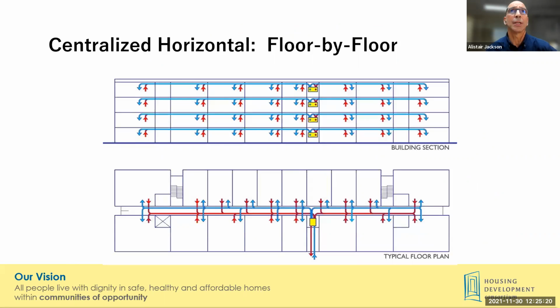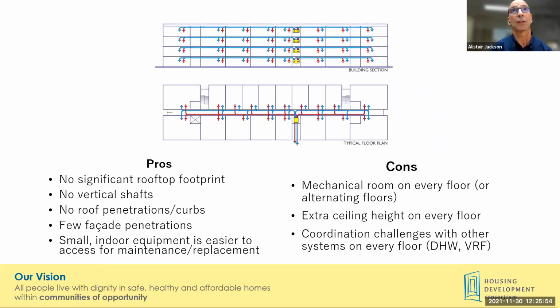And then the third option is the horizontal floor-by-floor approach. And this is a significant change. It uses indoor equipment instead of outdoor equipment. It's located in a mechanical space, located somewhere centrally, either on every floor or potentially shared between 2 floors, depending on how many units you have on a floor, what the capacity of the equipment is, and so on. The good news with it is that you've got far fewer penetrations in the facade, far fewer penetrations in the roof, and no vertical shafts to deal with in buildings of more than 4 floors.